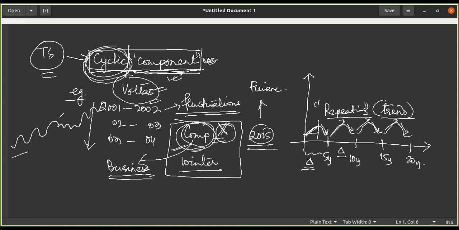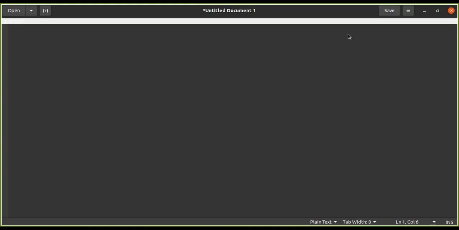Now that we have seen these three, let's do one thing. Let's take a few examples. If I take a few examples, it will be clear. It should be clear to you where these kinds of components or systematic components are going to be useful.